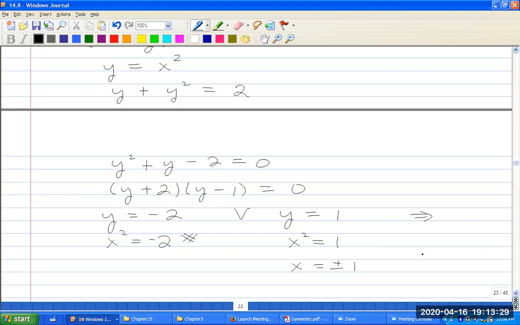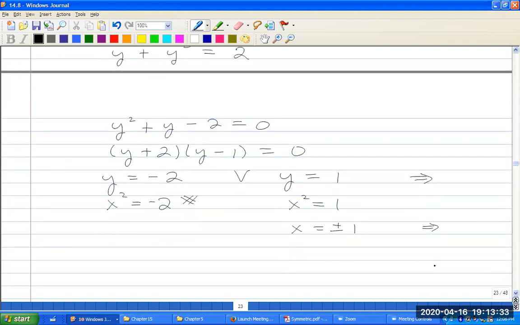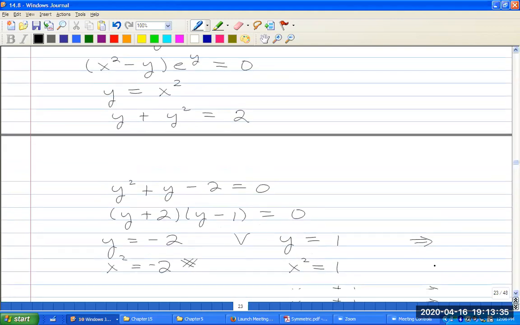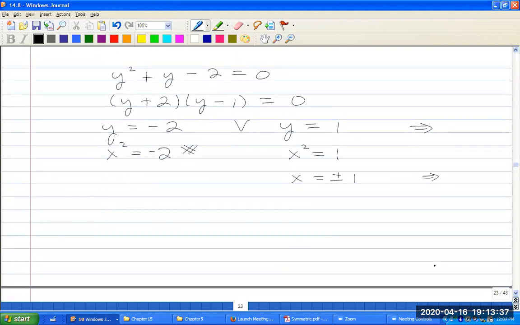Okay, so I have the critical values being at negative 1, 1, and at positive 1, 1. Now let's look when the gradient doesn't exist.